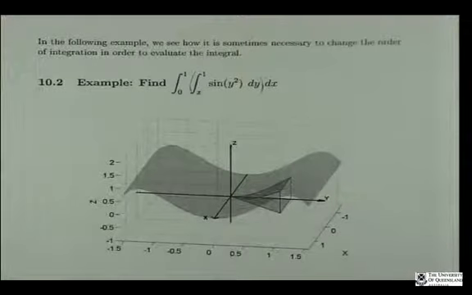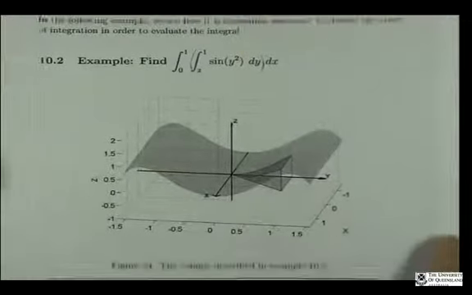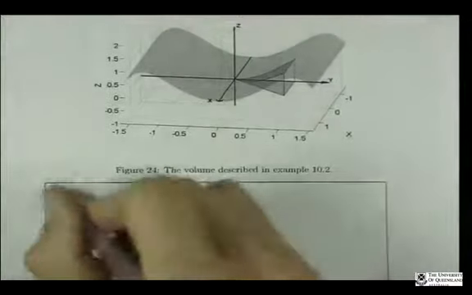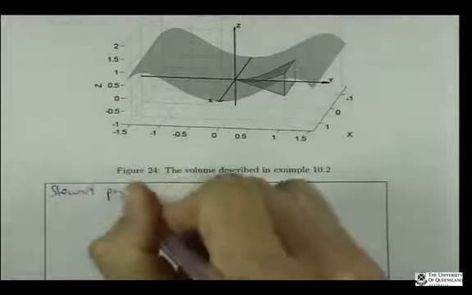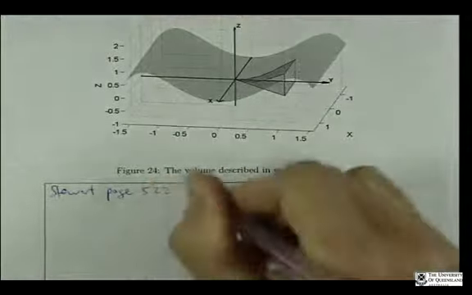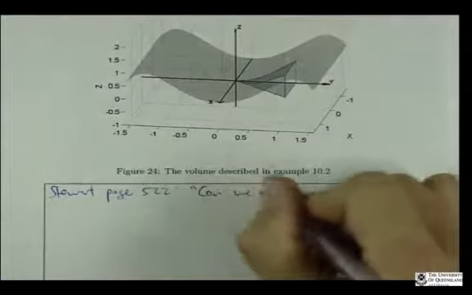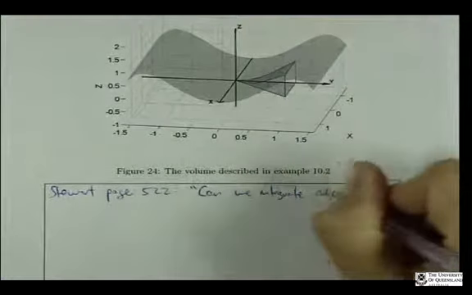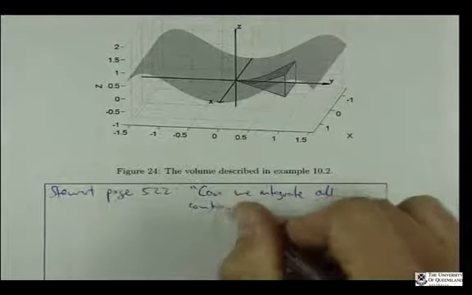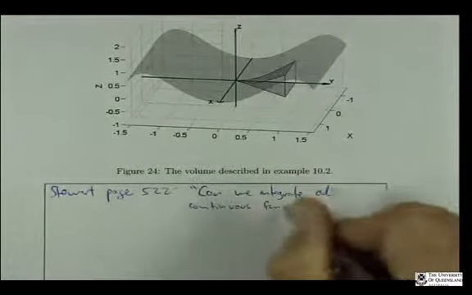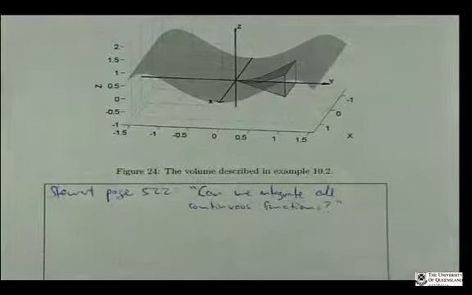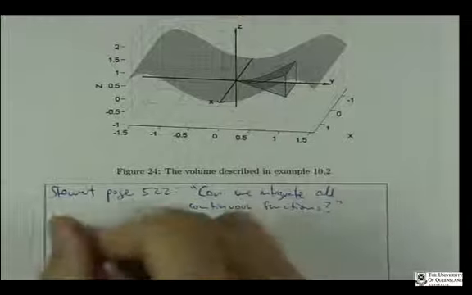Now, what does that mean? Let me just direct you to a reference in Stewart, page 522, I think it is. There's a section entitled "Can we integrate all continuous functions?" And really what this question means is, can we write down the antiderivative of all continuous functions in terms of elementary functions?